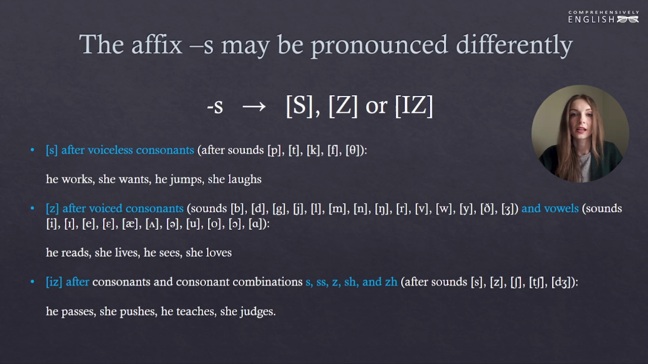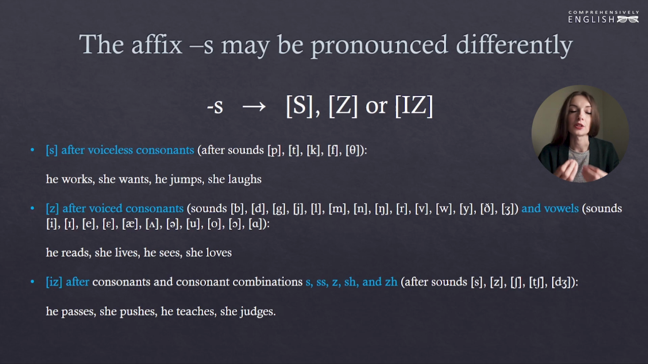We read this ending as z after voiced consonants. That is, the majority of the consonants of the English language: sounds b, d, g, j, l, m, n, r, v, w, y, th, z. And vowels. We have 5 letters that stand for vowels, but plenty of different sounds. He reads, she leaves, he sees, she loves.